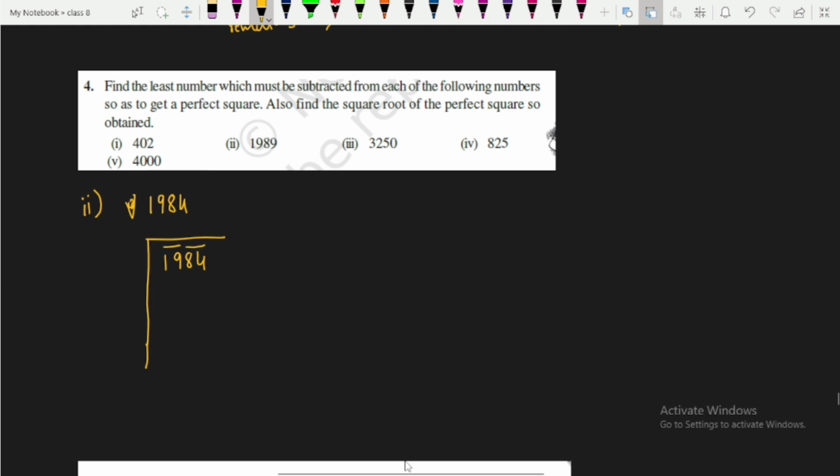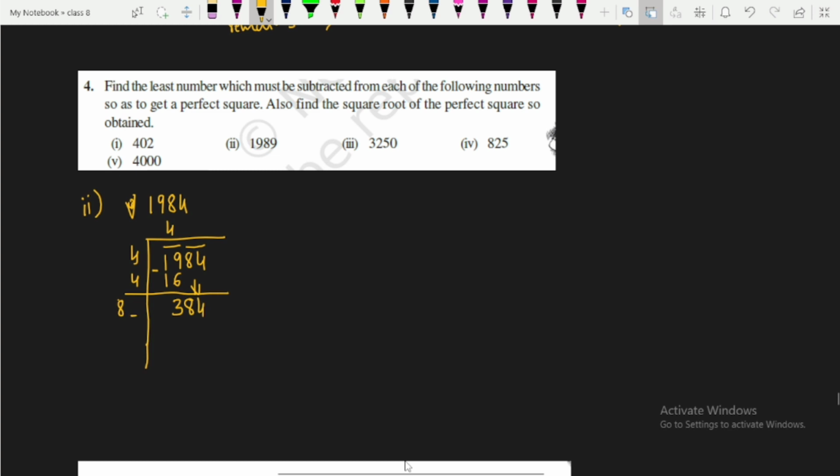Okay, so you tell me, 19 lies between which two square numbers? That is 4 square and 5 square. So you choose 4 here, write 4 here also, write 4 up in the quotient place also. Now you add 4 plus 4, that is 8 here, and its multiplication you write below 19, that is 16. So 19 minus 16 is 3. Next step is you have to take the next bar numbers down, that is 84 here.